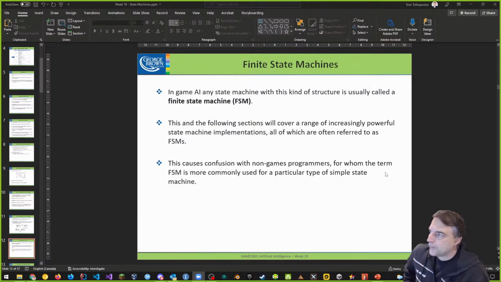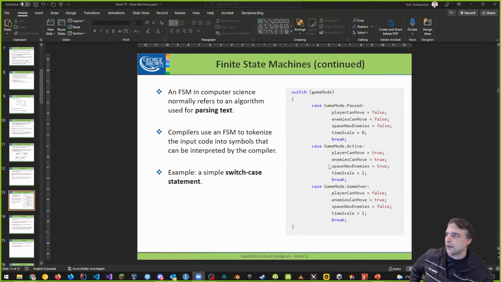All right, so one thing we talk about when we talk about state machines is that oftentimes we call them finite state machines. So that's this data structure that we're creating, and we're going to talk about what those are. And sometimes finite state machines, or FSMs, are the things we talk about when we're using state machines for decision making. FSMs, finite state machine. So really, an FSM in computer science normally refers to some kind of algorithm used for parsing text.